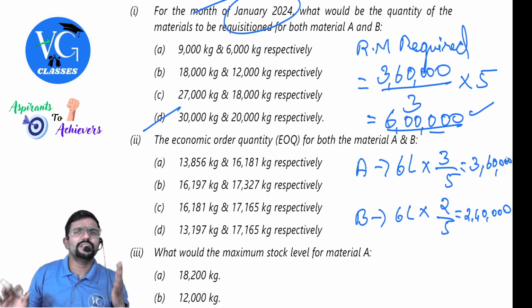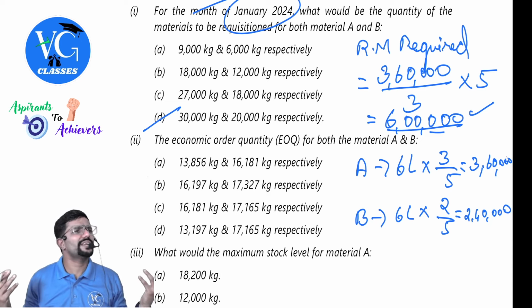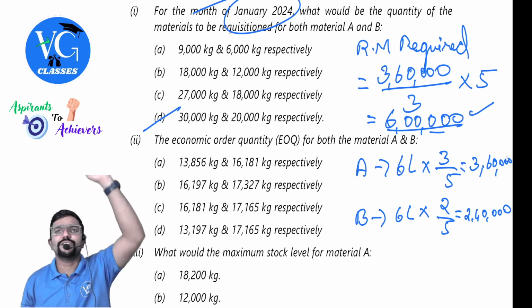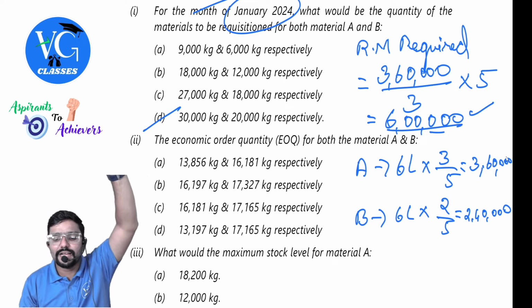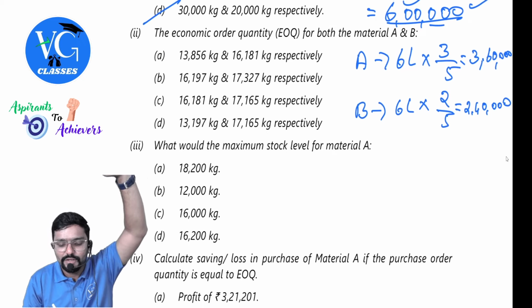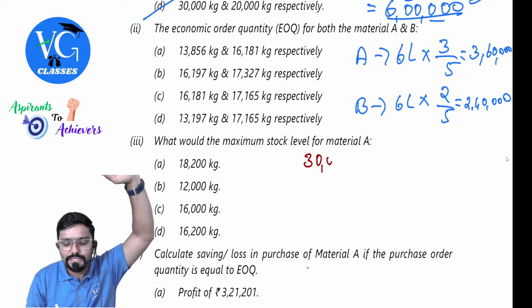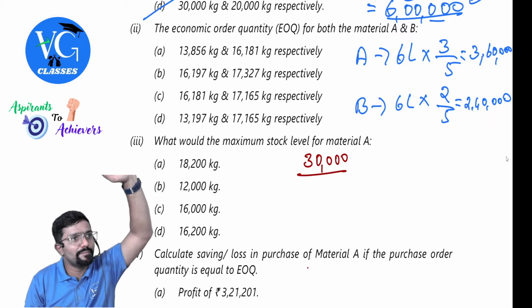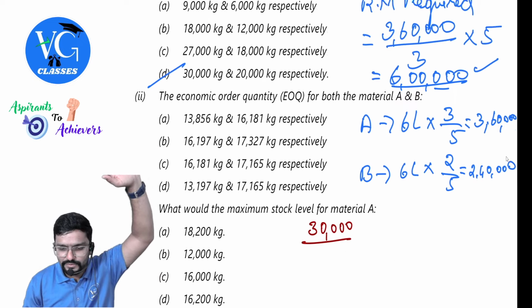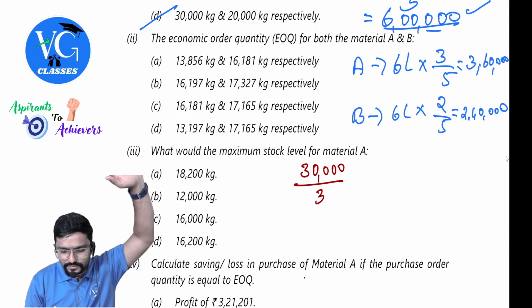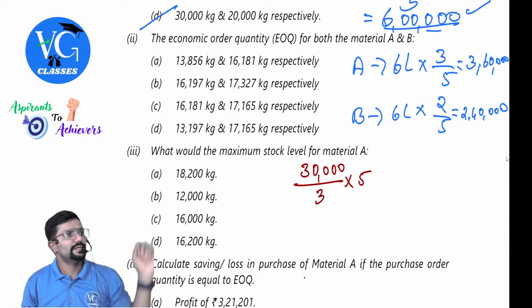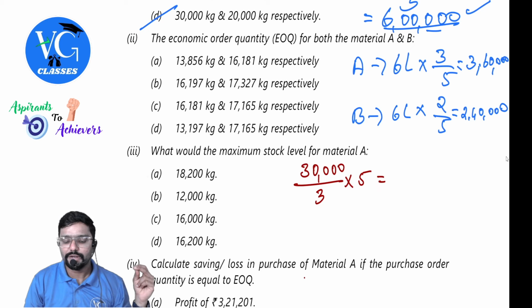Sir, whatever you have done is for a year. I want to do it for a month, sir. Can we do it? Yes. 30,000 is the output for a month. I will just show you. 30,000 is the output for a month divided by 3, into 5. This is the total raw material required. How much is that? 50,000.